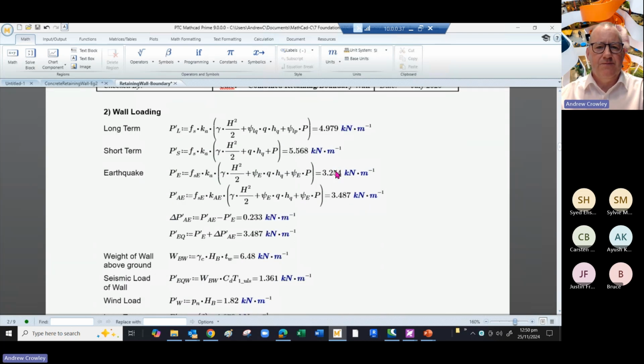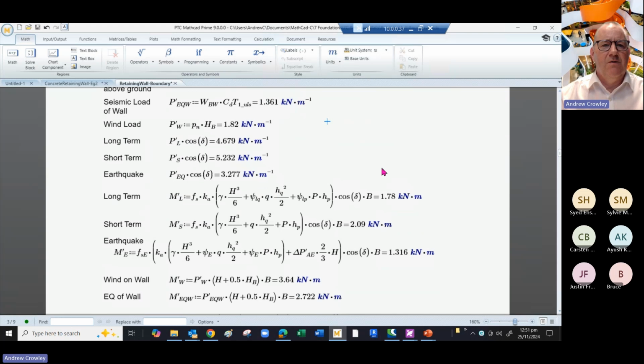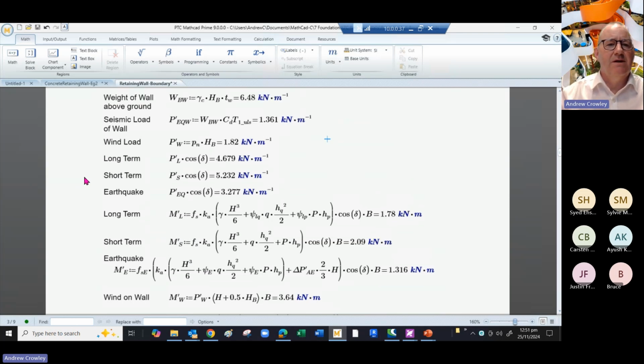So our wall loading, we work out long-term, short-term and earthquake loading. You're going to take account of the weight of the wall above the ground. So the weight of the wall actually imposes an earthquake load on your retaining wall now. So the seismic load of the wall, I know it's not a lot, but it counts. It's 1.36 kilonewtons per meter. We've got our wind load and we've got our long-term and short-term earthquake loads.